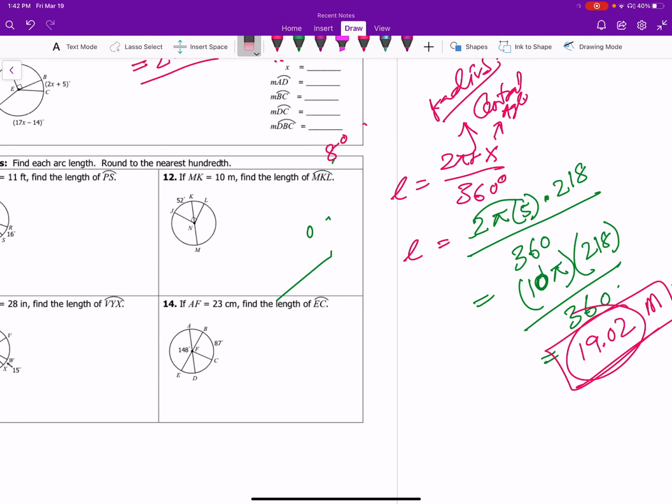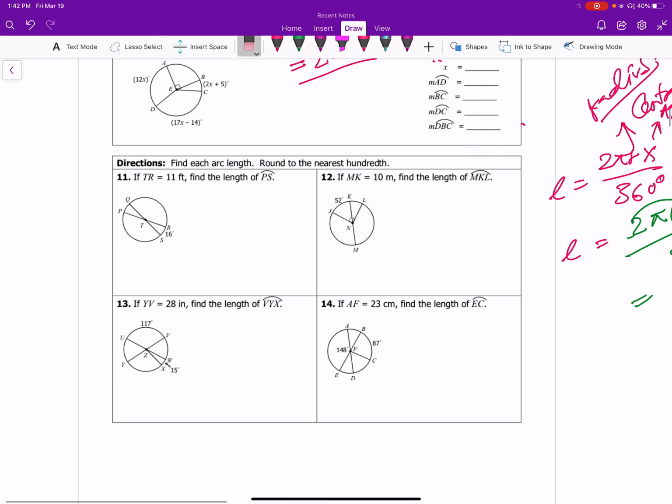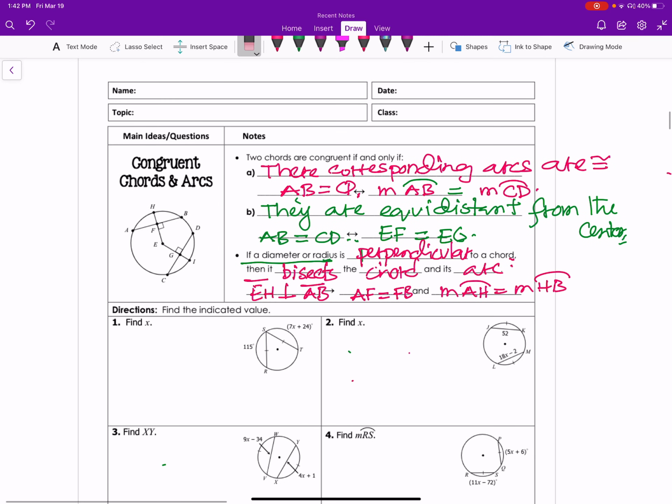Okay. Then let me show you something with the congruency. These are the formulas you see. Two chords are congruent if and only if the corresponding arcs are equal. That means if this and this corresponding arcs are equal, then the chords CD and AB will be equal. So AB equals CD if and only if the arc measures of AB and CD are equal.